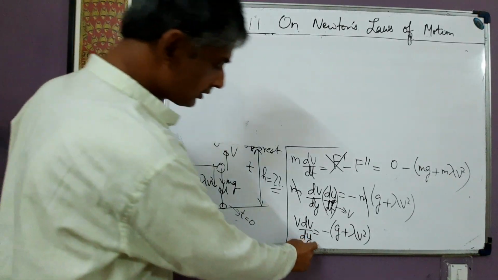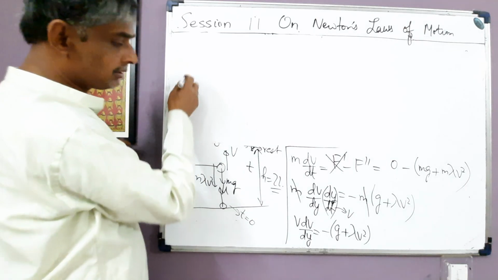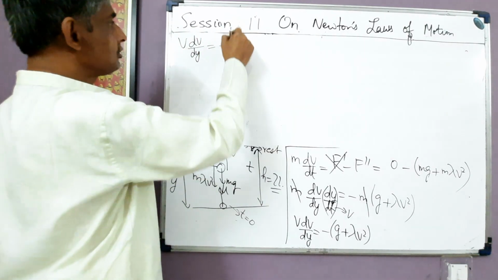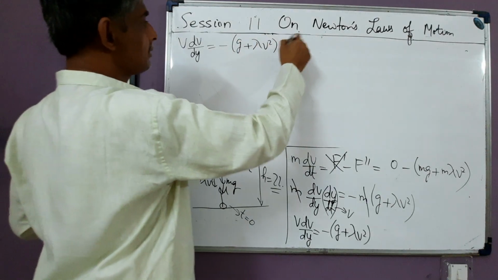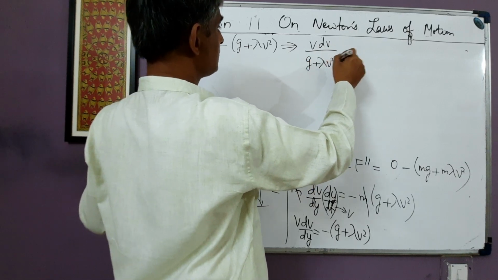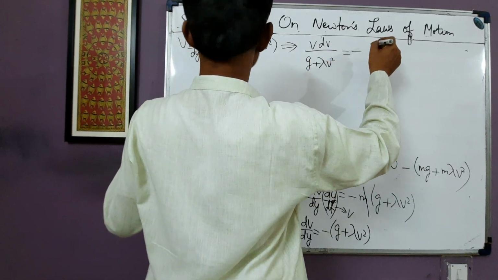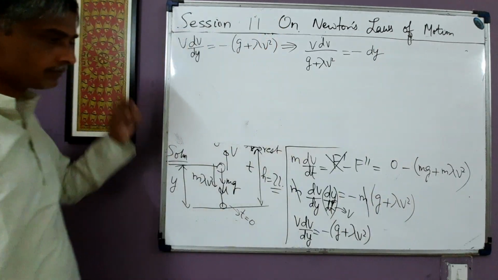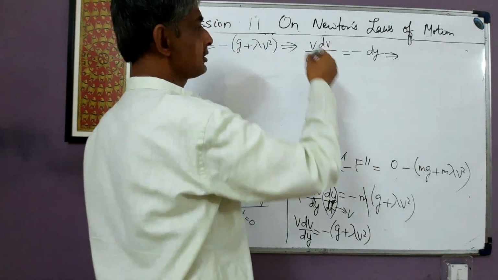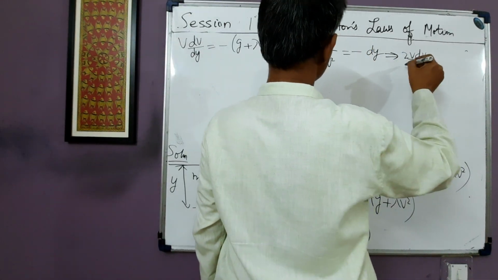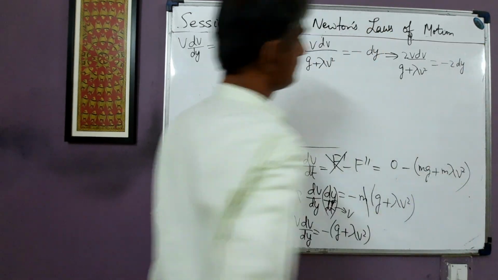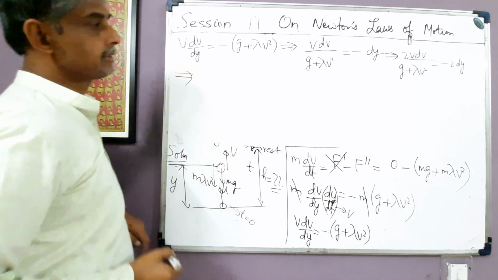So now I solve this differential equation. I rewrite it here: v dv by dy equal to minus of g plus lambda v square. This implies v dv by g plus lambda v square equals minus dy. Now I multiply this equation by 2 on both sides, so I get 2v dv by g plus lambda v square equal to minus 2 dy. Now I integrate this equation on both sides.